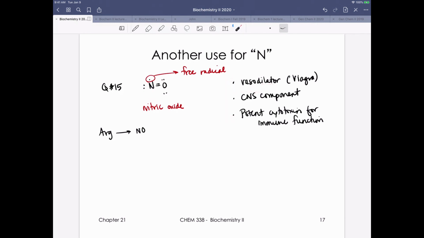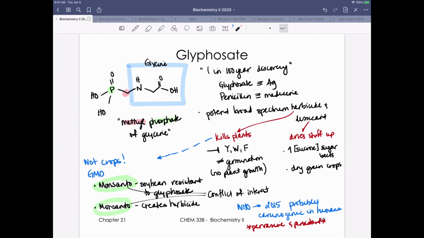It's an important vasodilator, so that is how Viagra is able to actually do its job, as it taps into this ability to increase the synthesis of nitric oxide. It's a really important signaling molecule in your central nervous system, and it's actually a really important component of your immune system, as it's a very potent cytotoxin. So just another nitrogen story that we have here.